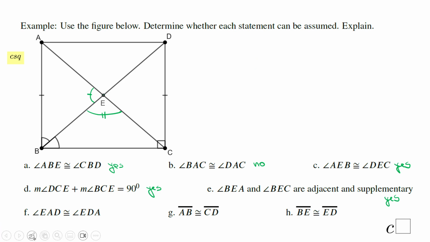Okay, let's go to part F. And again, I'm going to erase because I don't want to have too many things. Angle EAD, this angle here, again I'm going to mark it like this, is congruent with angle EDA, which is this one. Another statement, they look very congruent, but we cannot assume that. No.